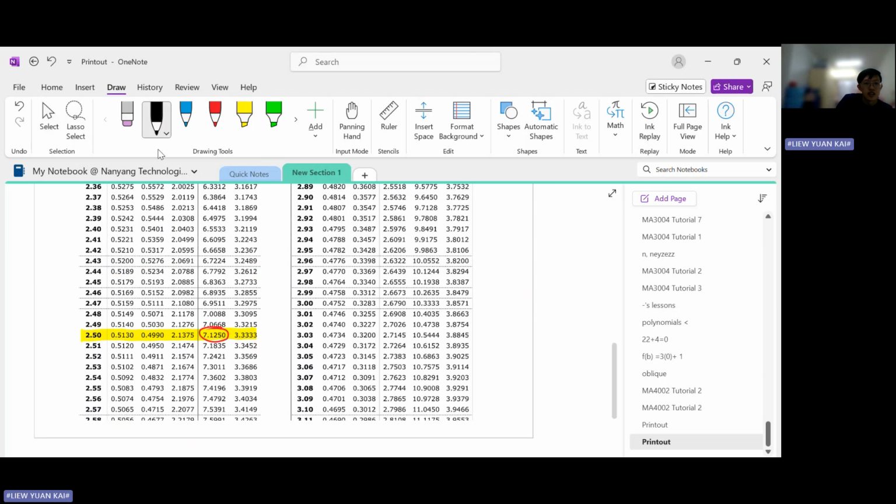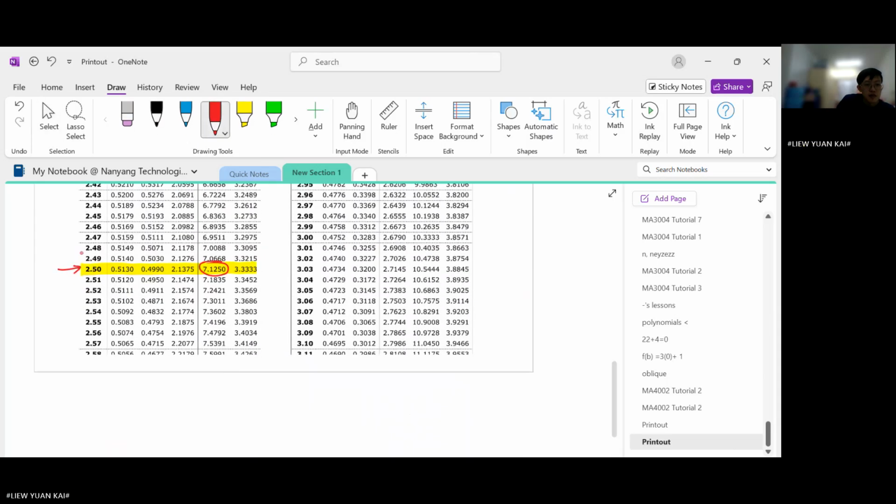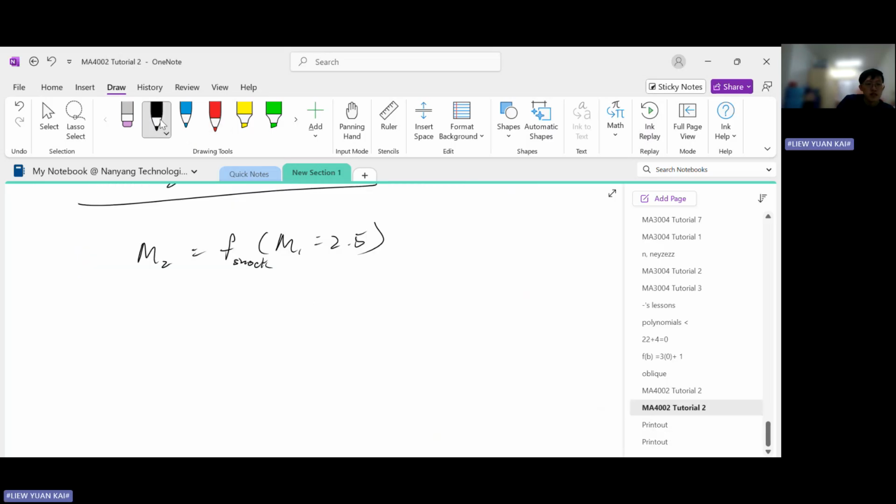So go to M1 equal to 2.5. We are already at this highlighted row here. The column which gives M2 is the second column here. So M2 has a value of 0.5130. So therefore, M2 is 0.5130.